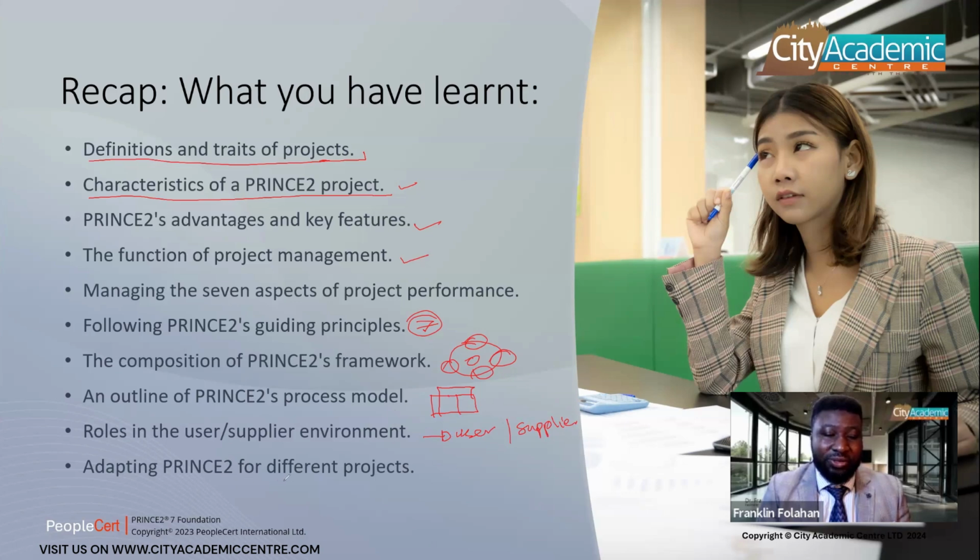And adapting PRINCE2 for different projects. So we talked a little about tailoring in terms of how we can fit all the 7 processes within 2 stages. What are the things we can do in terms of tailoring, in terms of plans? We talked about that as well. So you should have a good understanding of that. If you're not sure about any of this, feel free to go back to the lecture notes or go back to the video and rewatch it again. But these are the things we've covered in this particular section.